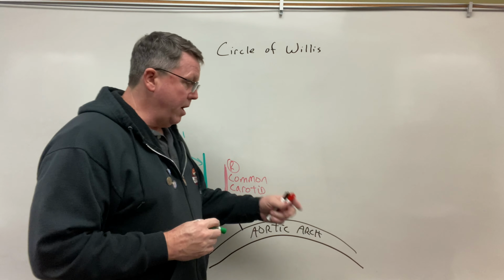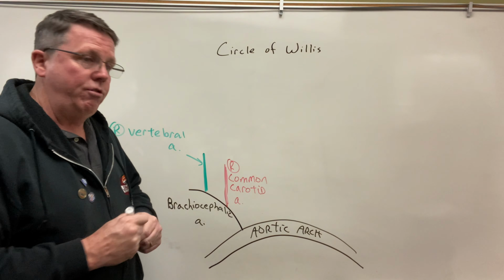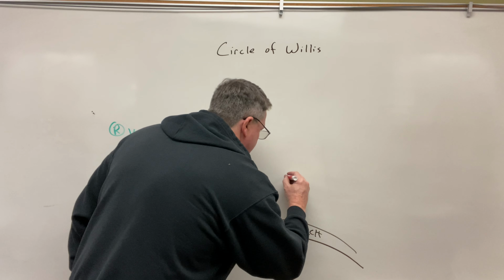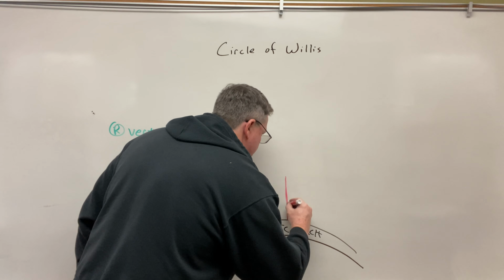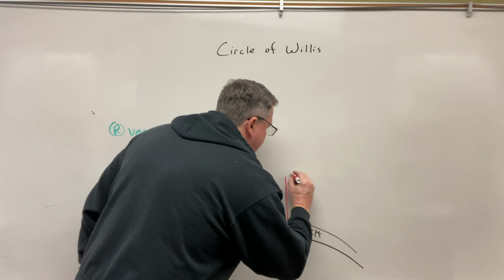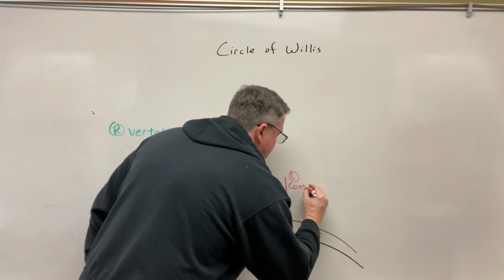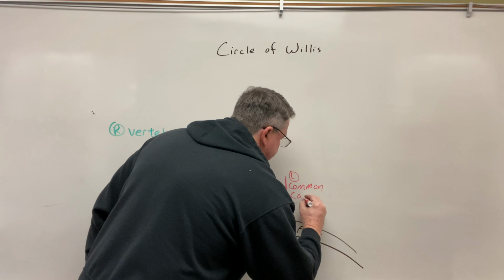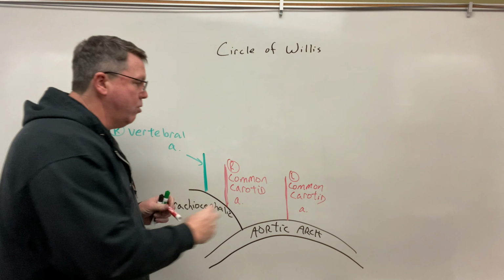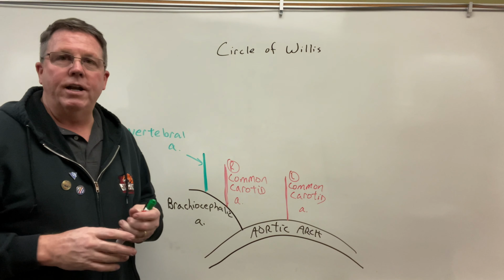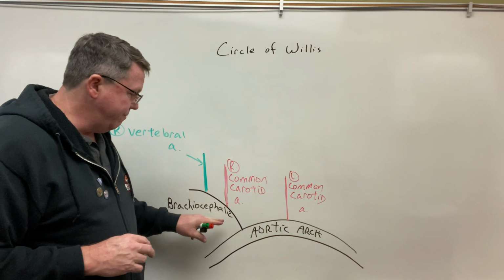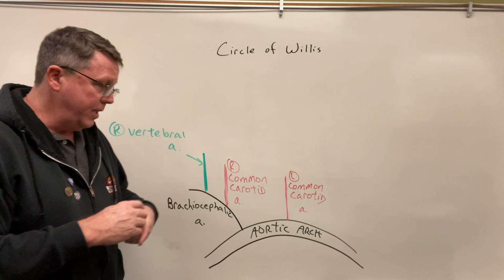Now, coming off the center of the arch, I'm going to do this one in red too because it's also a carotid artery. We have a left common carotid. If we have a right common carotid, this is going to be my left common carotid artery, okay? And so we have two common carotids. We have a right and left common carotid artery that are down here by the aortic arch. This comes off the brachiocephalic artery. This comes directly off the aortic arch.